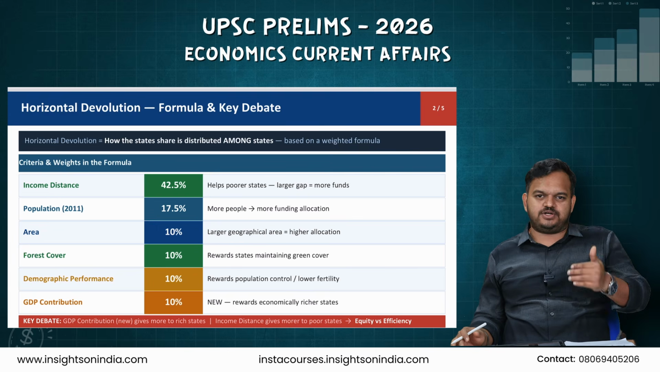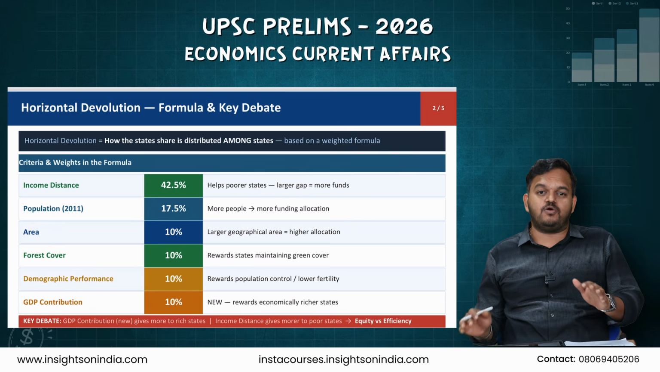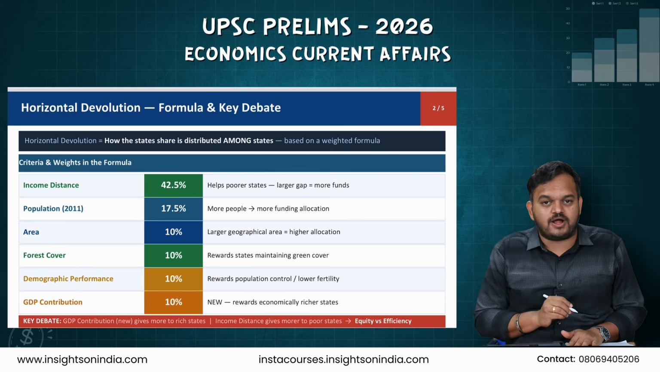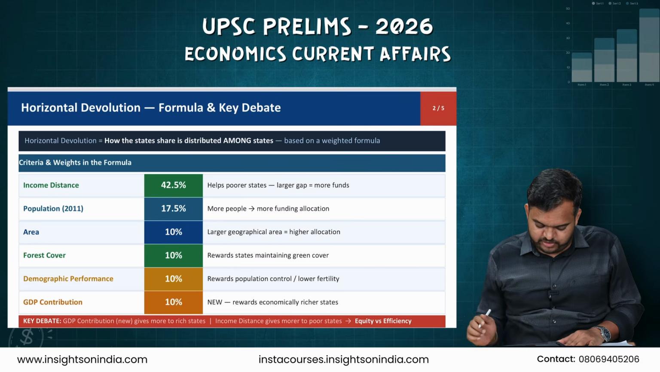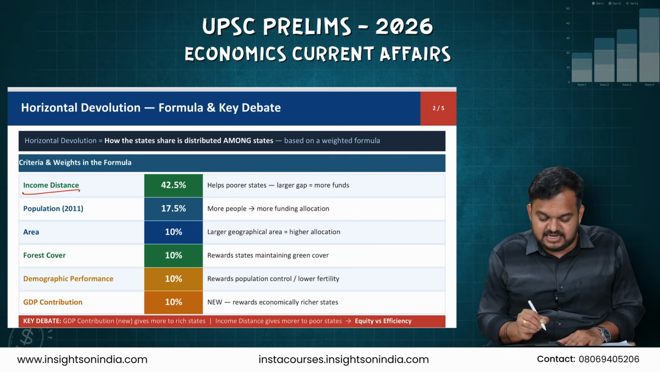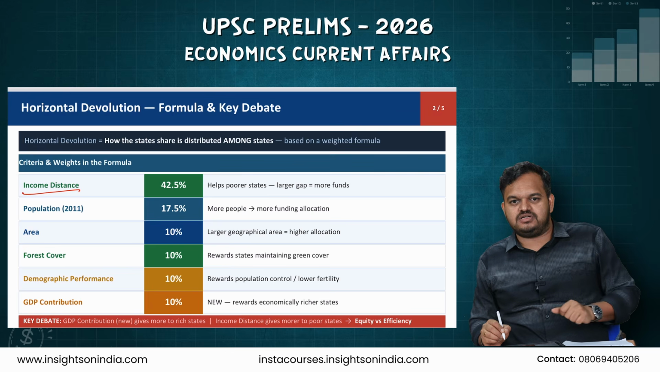So we know that it is going to share 41% of the net divisible tax pool with the states. But how is it going to be distributed among the states? There is a formula, right? The Finance Commission always gives a devolution distribution formula. It has certain parameters. The first parameter is income distance, right? Every parameter has a weightage, right?